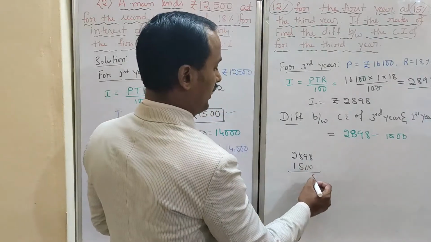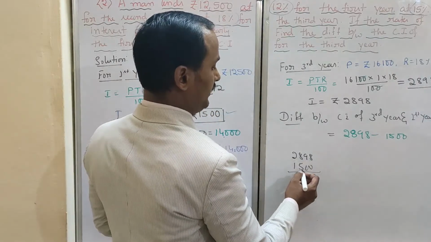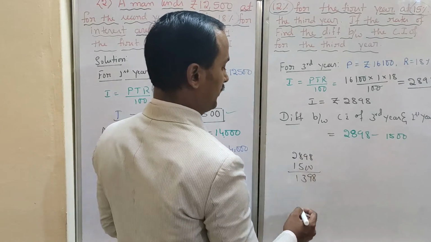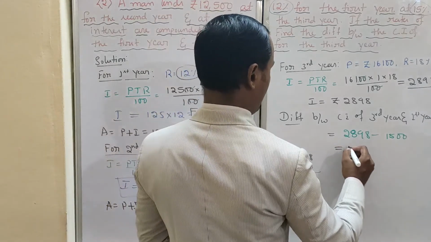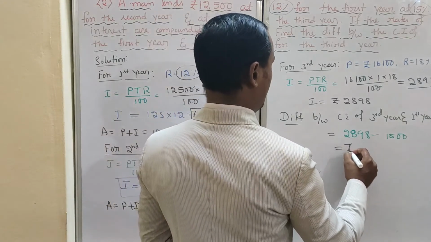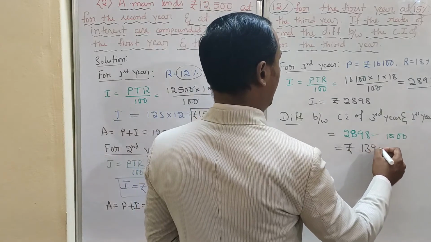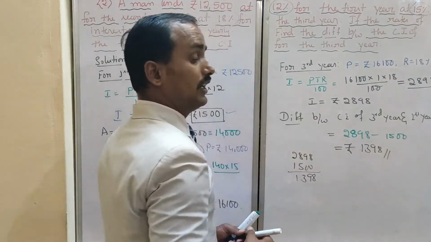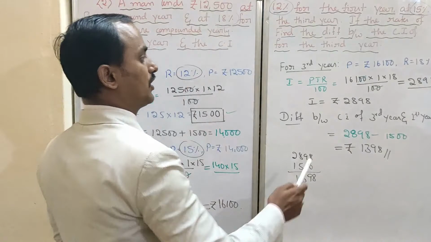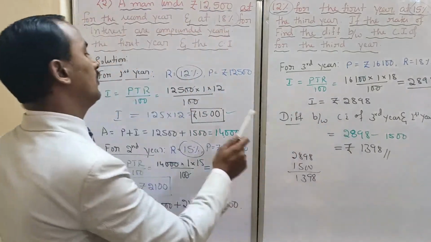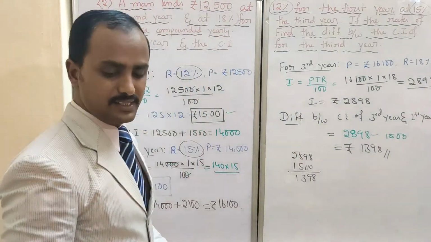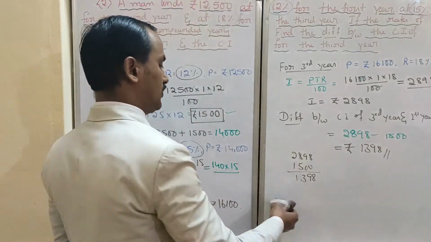8 minus 0 is 8, 9 minus 0 is 9, 8 minus 5 is 3, 2 minus 1 is 1. Means the difference amount is rupees 1398. Rupees 1398 is the difference amount of compound interest in the third year and the first year. Understood, dear children? Like this, similar problems you should practice.